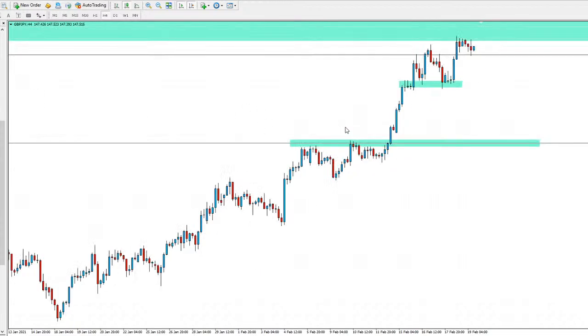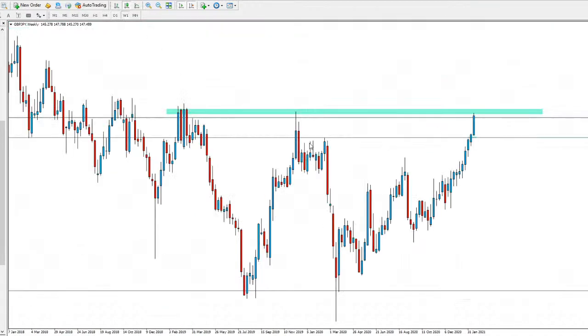GBP/JPY moves similar to GBP/USD. As you can see, we're coming into a key level of resistance now that I've marked on the weekly time frame. So again, really key level of resistance here on the weekly. Nice push to the downside. Second time, nice push to the downside. Now back at that same level a third time. So we're bound to see a reaction from this level.